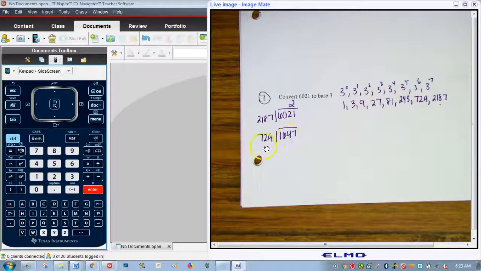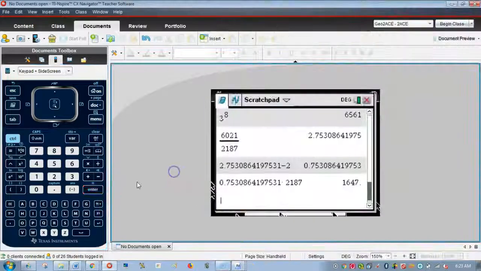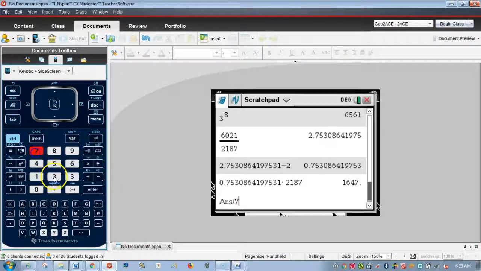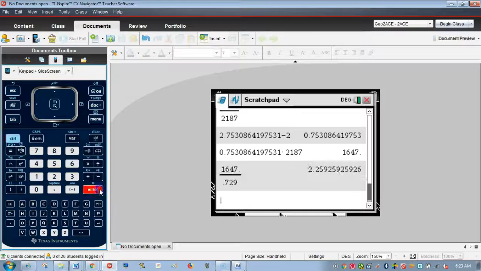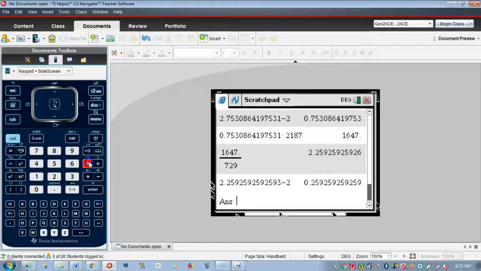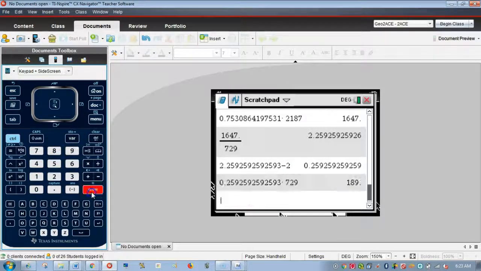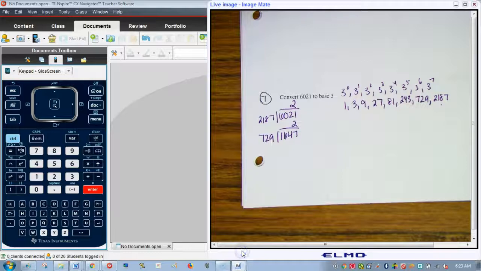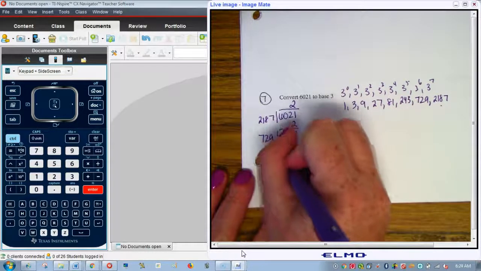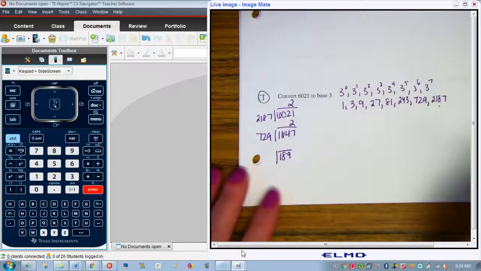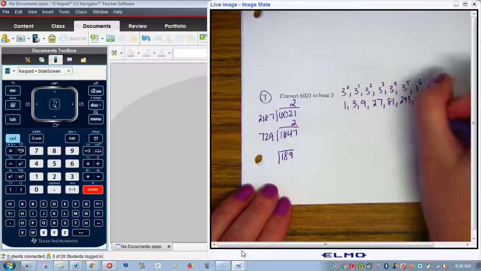Okay, dividing by 729, Control Enter. It goes in twice. I subtract 2, I multiply by 729. That gives me my next number, which is 189. So now I'm at 189. So this gave me a 2. This gave me a 2.